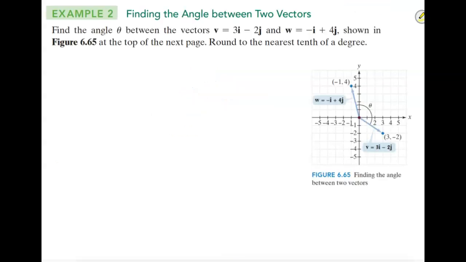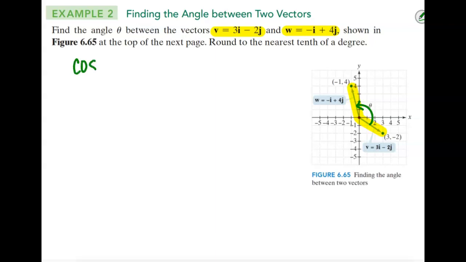So we're going to go ahead and do an example. Find the angle between the two vectors. So here's vector v, and then here's vector w, and we want to find out what is the angle theta between them. To help out, I did create the graph here for you so you can see the visualization. We're going to use that formula on the previous slide, so I'm going to write the formula down.